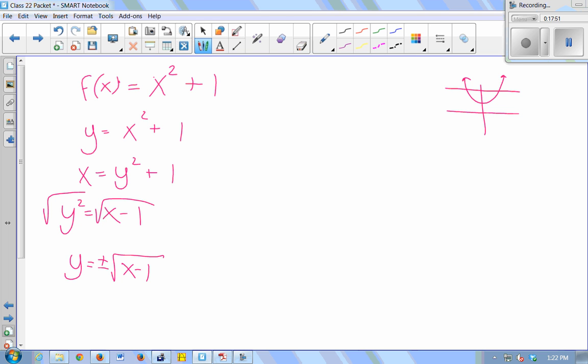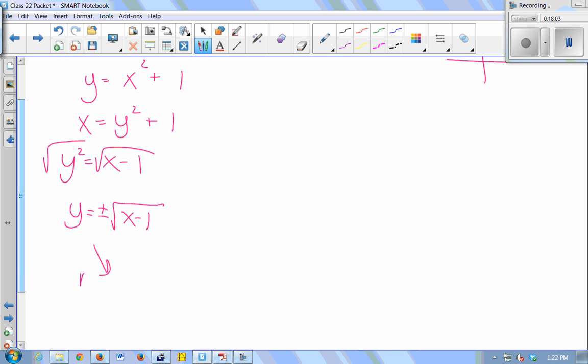And now y is not a function of x, because for any input x, I'm going to get two outputs, a positive one and a negative one. So this equation is not a function. Any input will give me two different outputs, a positive and a negative.